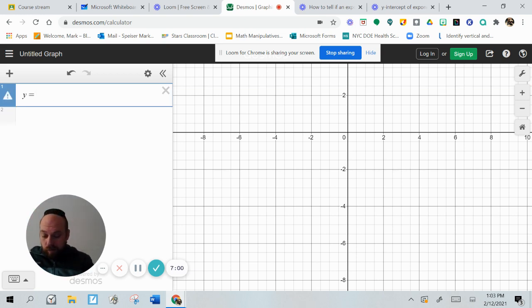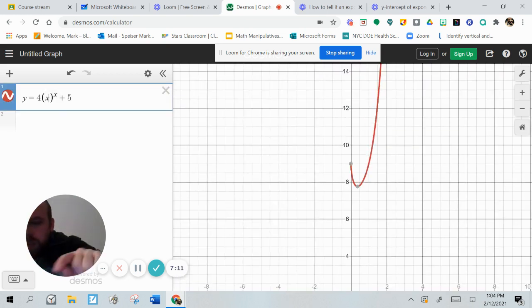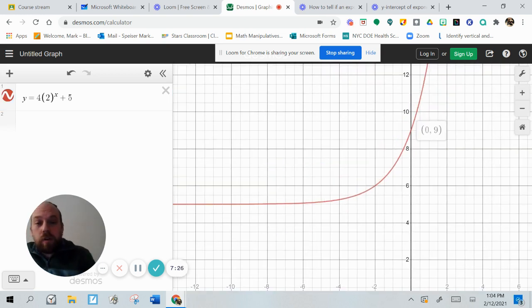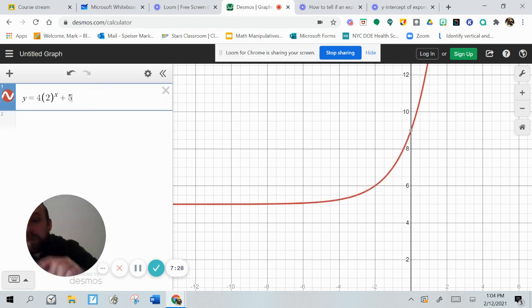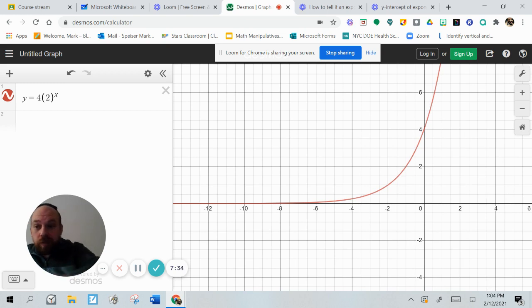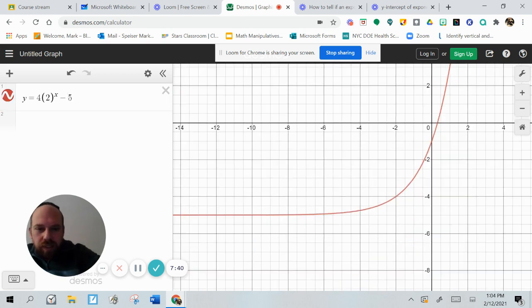Let's do 4 times 2 to the x plus 5. You'll notice the whole graph shifted up 5. Shift up to 9. 4 plus 5 is 9. In a different video, we'll look at the value it's always above, known as the asymptote. And that's what this number at the end, 5, is literally changing. It's changing the asymptote. It's always above 0. If I add 5, it's always above 5. Subtract 5, it's always above negative 5.